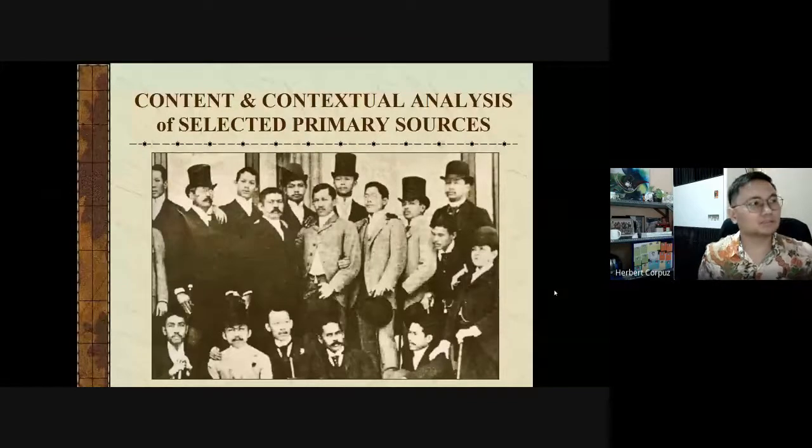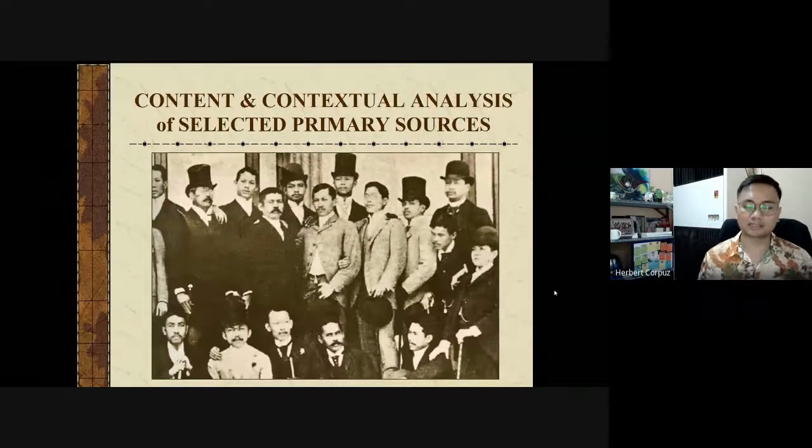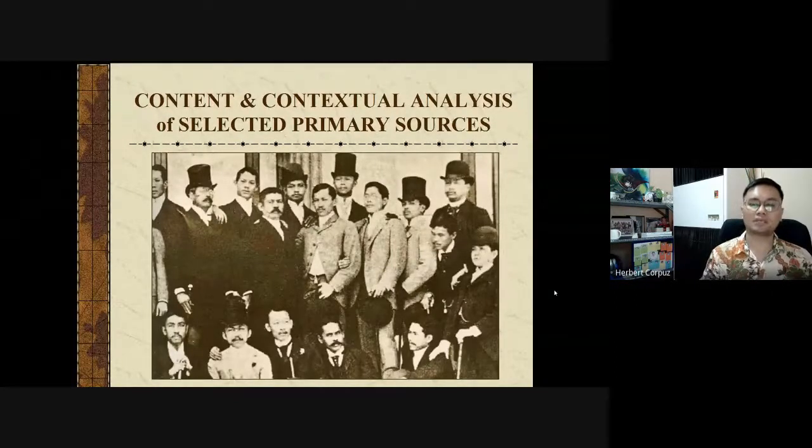Okay, so for our lesson two, we will be dealing with the content and contextual analysis of selected primary sources in Philippine history. As you have read in the overview of lesson two, there are 11 primary sources that we have to look into, that we need to understand, so for us to be given a good glimpse or a good understanding of Philippine history based on the perspective of those eyewitnesses of the said events. So we'll do content and contextual analysis.